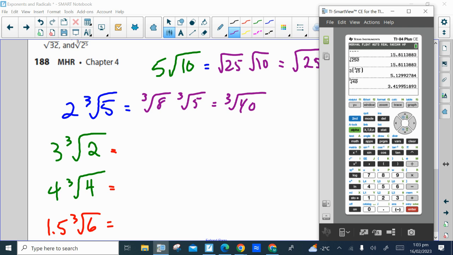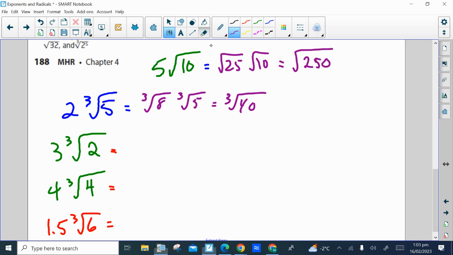Oh, I put the wrong number in front of that cube root of 5, so let me fix that. I put a 3 in front when it should have been a 2. There we go. Now we got the same decimal. So we know our answer is correct. We just checked it. And again, make sure when you write these that the index is written up high and smaller to show that it is an index and not a coefficient.